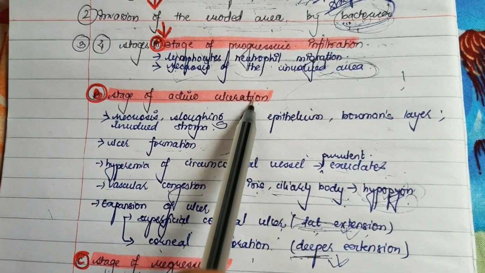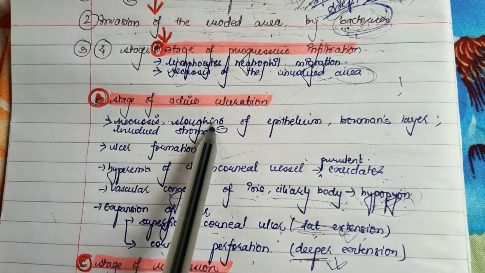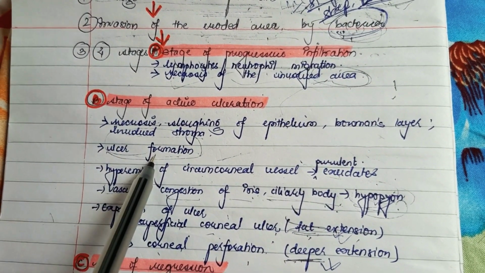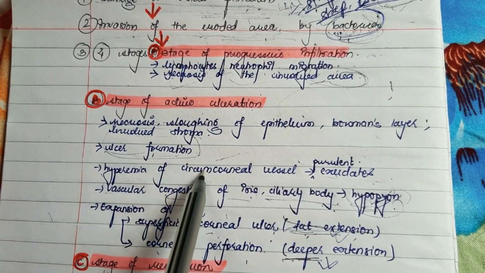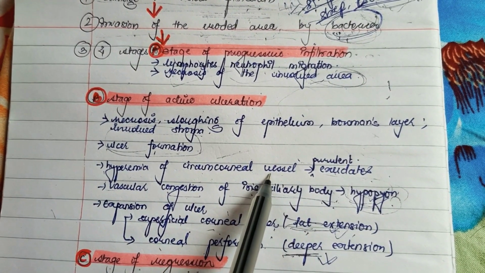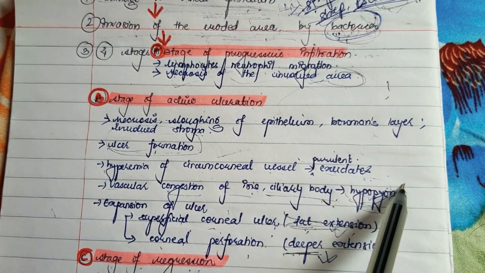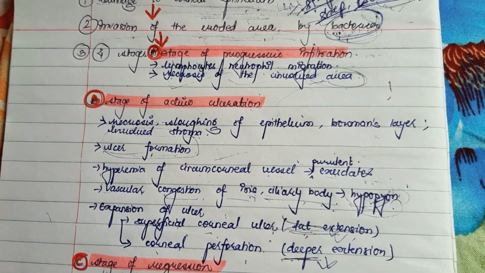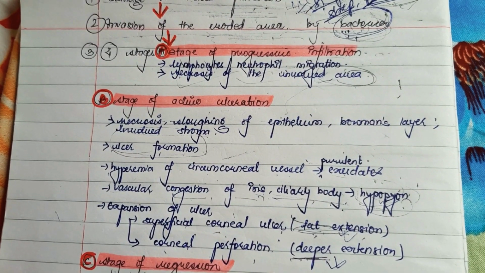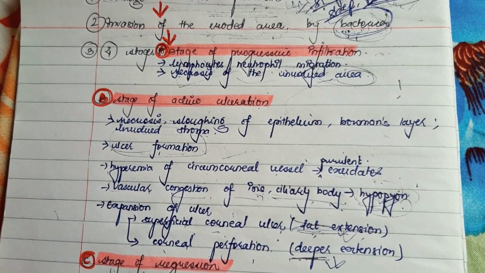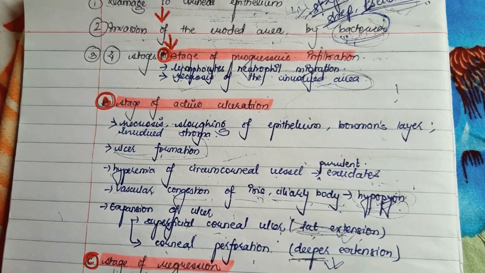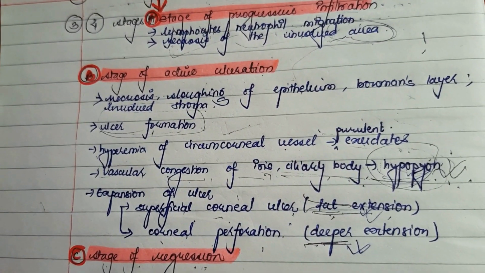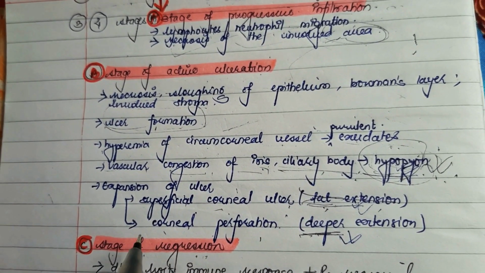In the stage of active ulceration, we can see that there will be necrosis and sloughing of the epithelium, Bowman's layer, and the involved stroma, which results in ulcer formation. There is also hyperemia of the circumcorneal vessels, which results in accumulation of purulent exudates in the cornea. There is also vascular congestion of the iris and ciliary body, and some amount of iritis occurs due to absorption of toxins, resulting in formation of an exudate which accumulates in the anterior chamber, known as hypopyon.